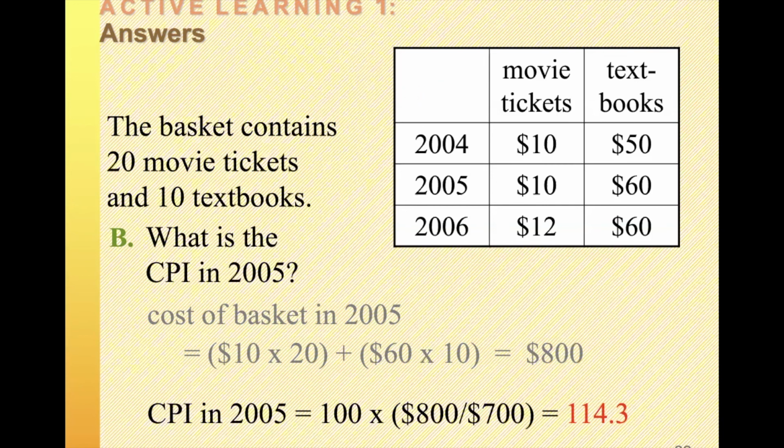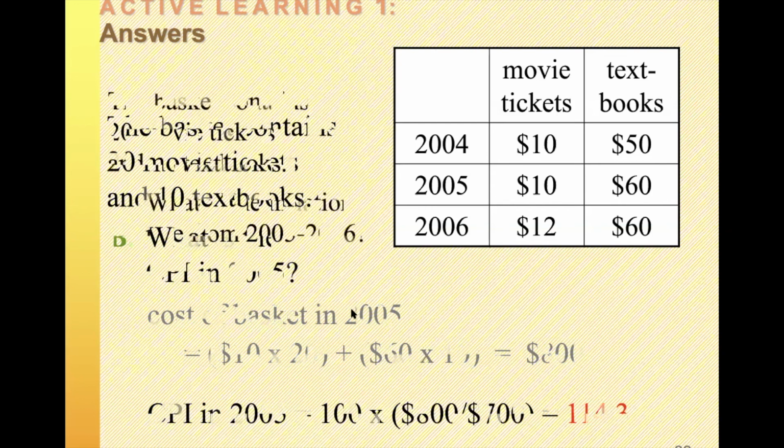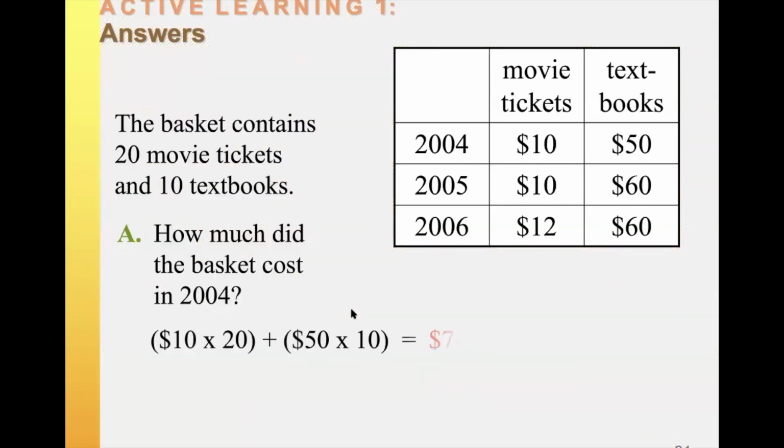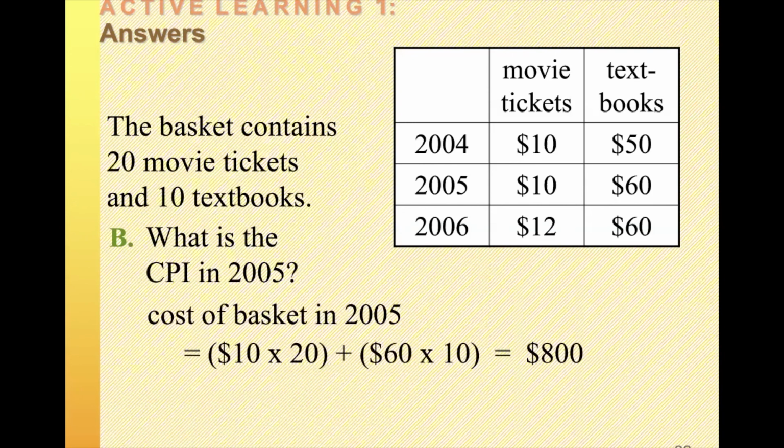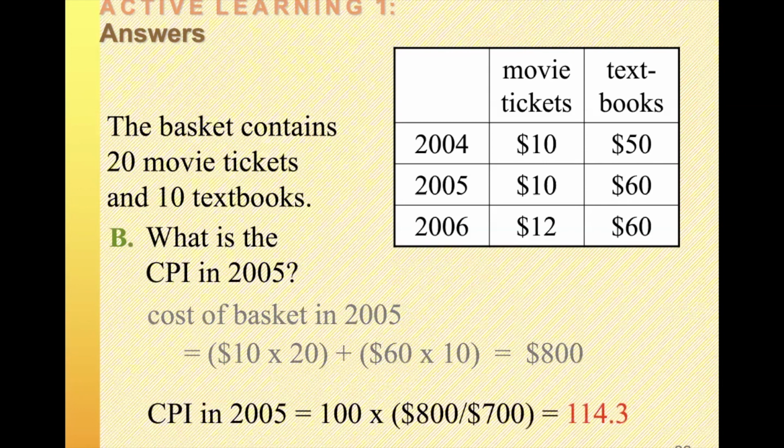No, I asked about the inflation rate. This is not the question. We get the answer from question A: the basket cost is 700, and then in the second part I asked for the CPI in 2005, so we get 800, the cost of the basket is 800. Then the CPI is 114, right? 114.3. So in order to calculate the inflation, you need to do what?